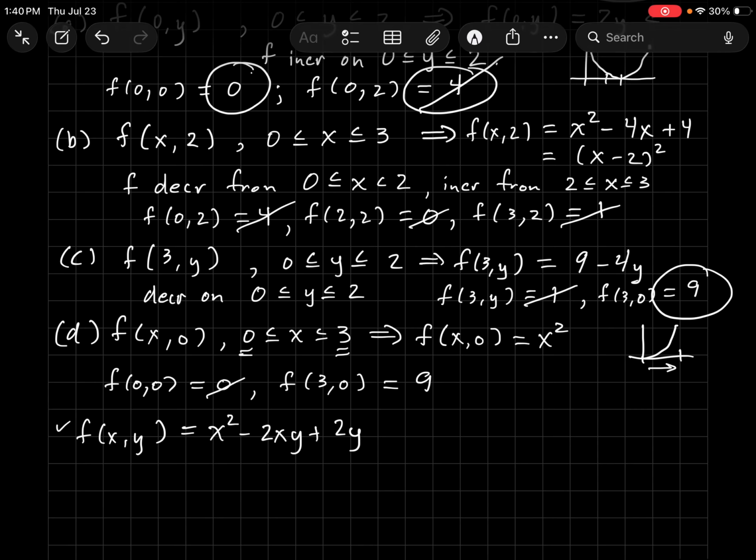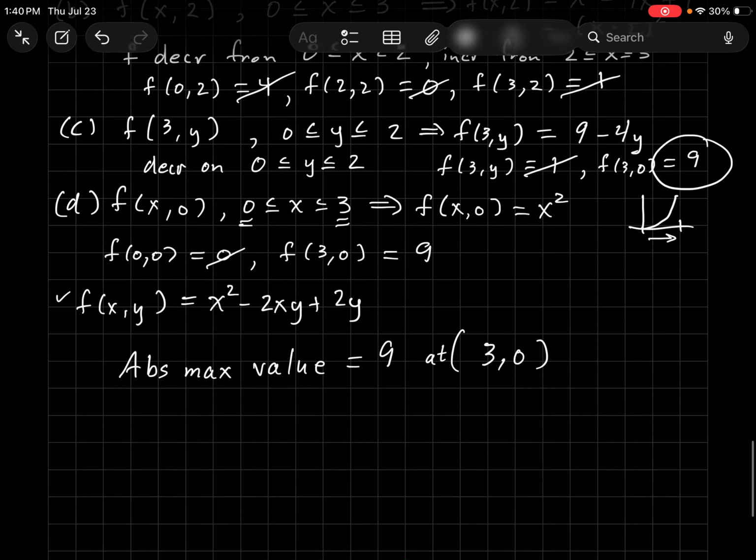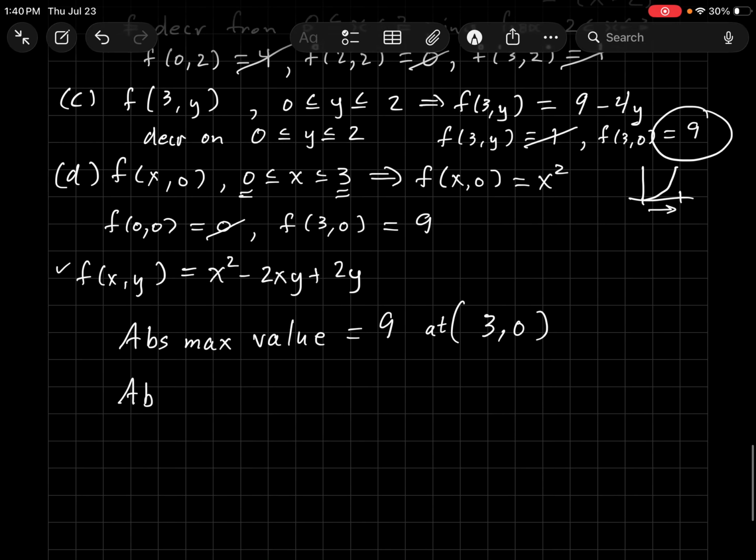So I found that the absolute max value equals 9. And that occurs at the point 3, 0. And then the absolute min value equals 0. And this occurs at both the point 0, 0 and the point 2, comma 2.